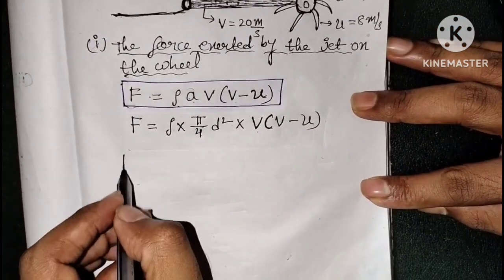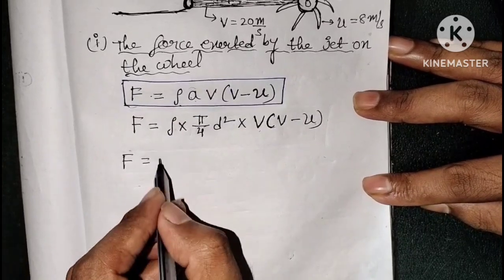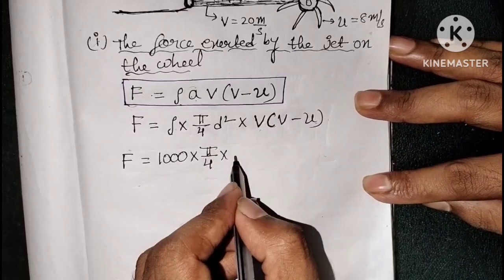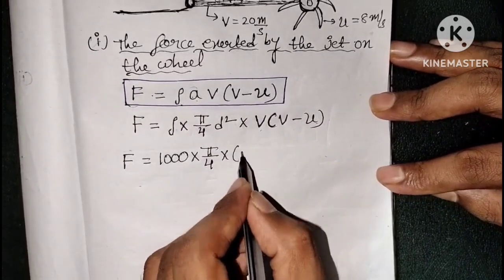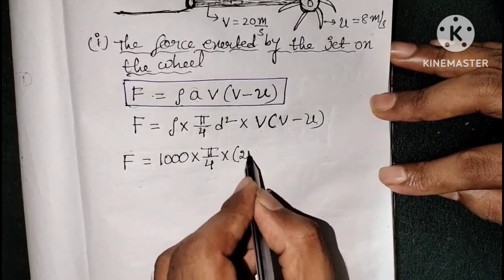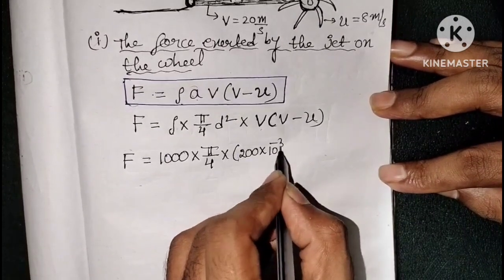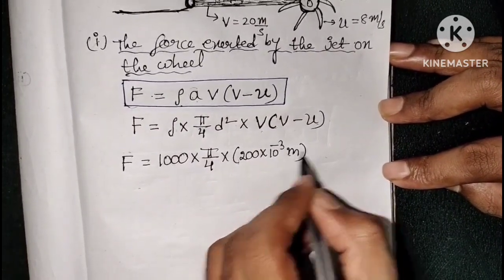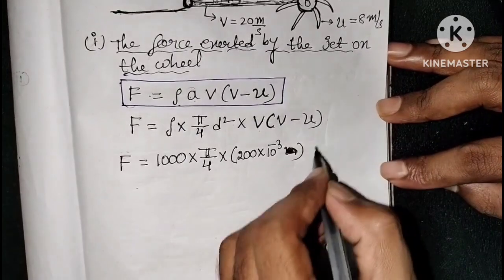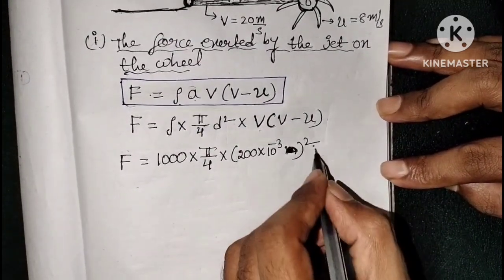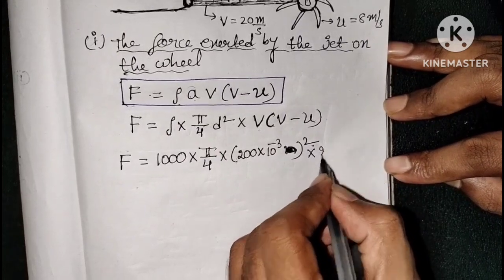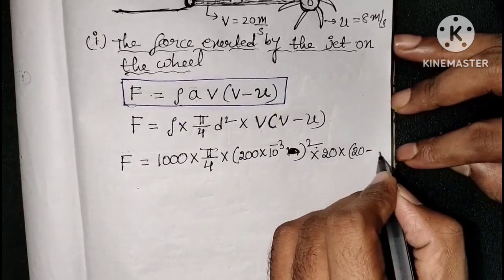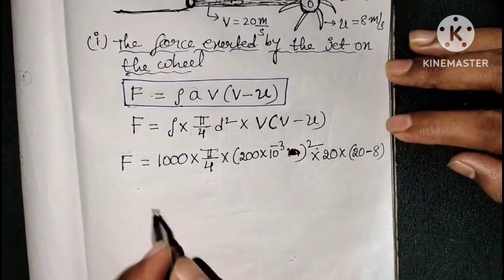So F is equal to, here rho means density of water, how much, 1000, into pi by 4 into d square. The diameter of the jet is given as 200 mm, convert 200 mm into meters. So 1 mm equals 10 to the power of minus 3 meters, so 200 into 10 to the power of minus 3 meters. Then into velocity of jet 20 meters per second minus u, velocity of vanes, 8 meters per second.